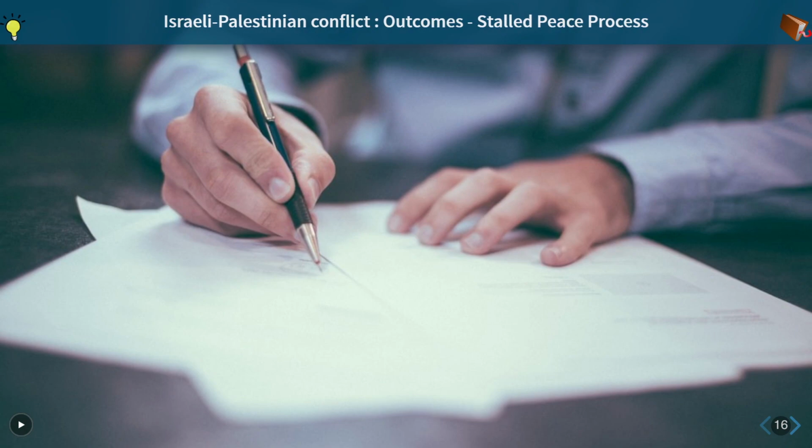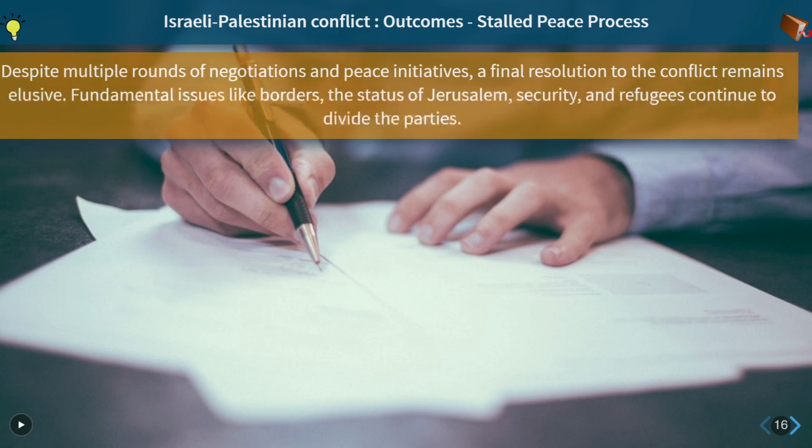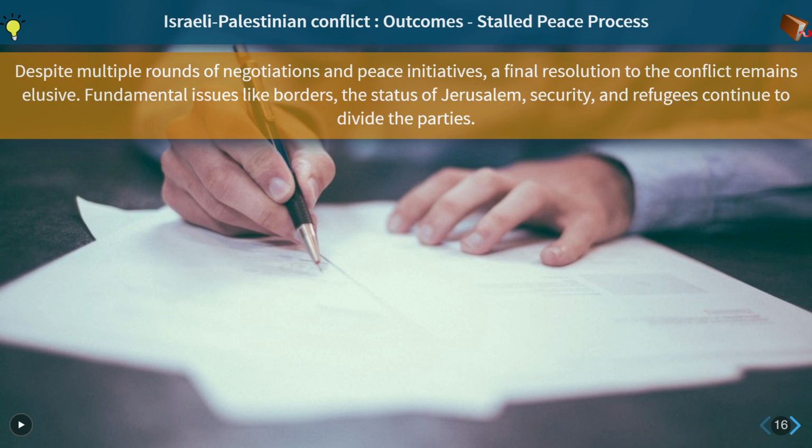Outcomes: stalled peace process. Despite multiple rounds of negotiations and peace initiatives, a final resolution to the conflict remains elusive. Fundamental issues like borders, the status of Jerusalem, security, and refugees continue to divide the parties.